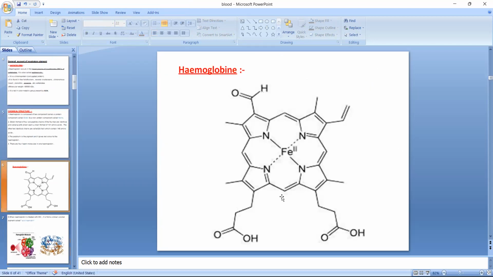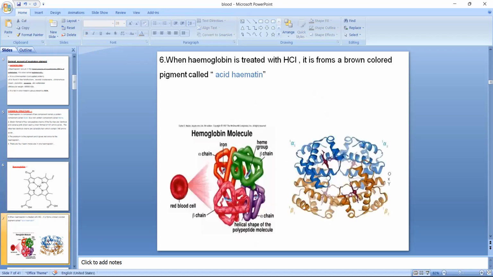See, what you have asked is this one. If there is no iron, that is called porphyrin. If iron is present, that is called heme. Now what you are watching is heme, and here you see this diagram is given.